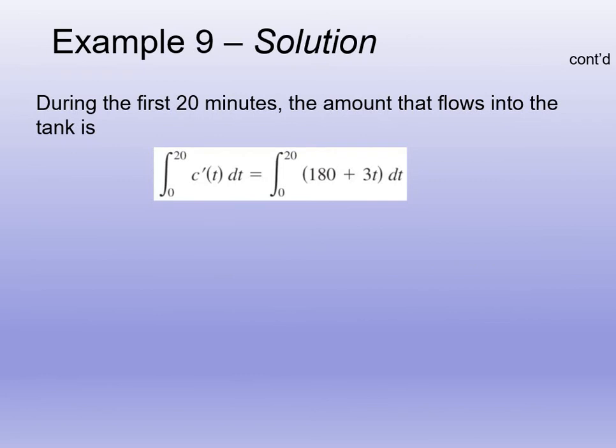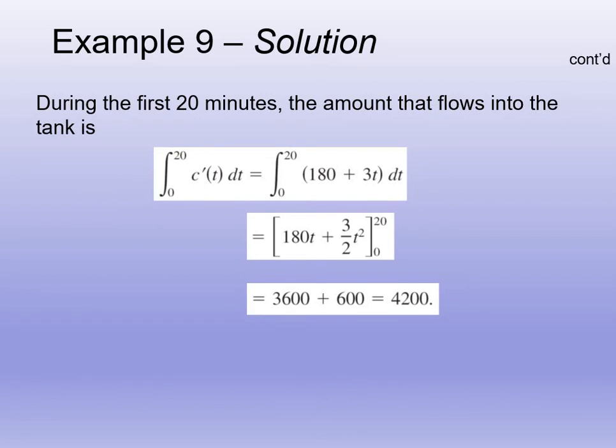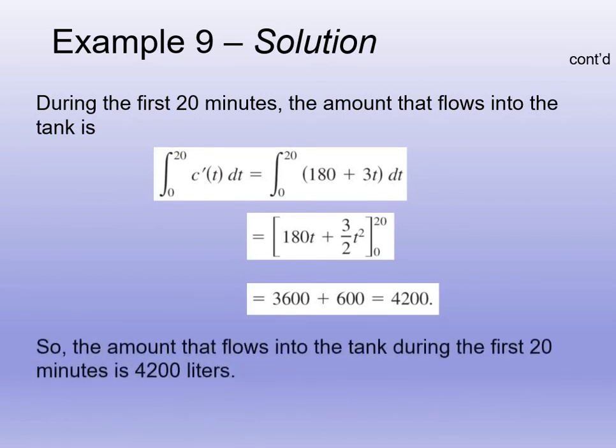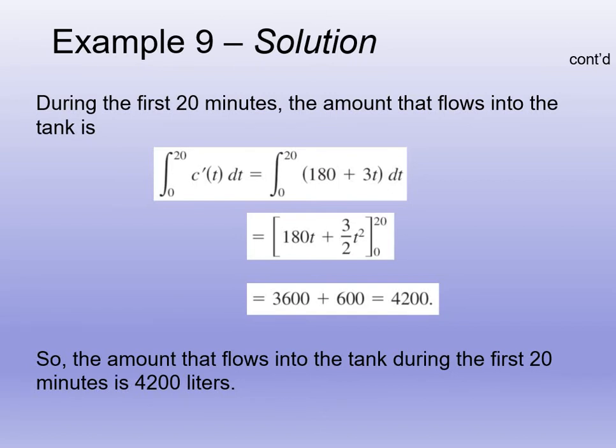We're going to integrate this from 0 to 20 because we're talking about the first 20 minutes, and C prime of t is our given 180 plus 3t. So we do the integral from 0 to 20 of 180 plus 3t dt. Then we take the antiderivative, 180t plus 3/2 t squared, evaluated from 0 to 20. This is no different than what we've been doing, it's just a definite integral. Evaluating at 20 and substituting in our values, we end up with 4,200. So the amount that flows into the tank during the first 20 minutes is 4,200 liters.